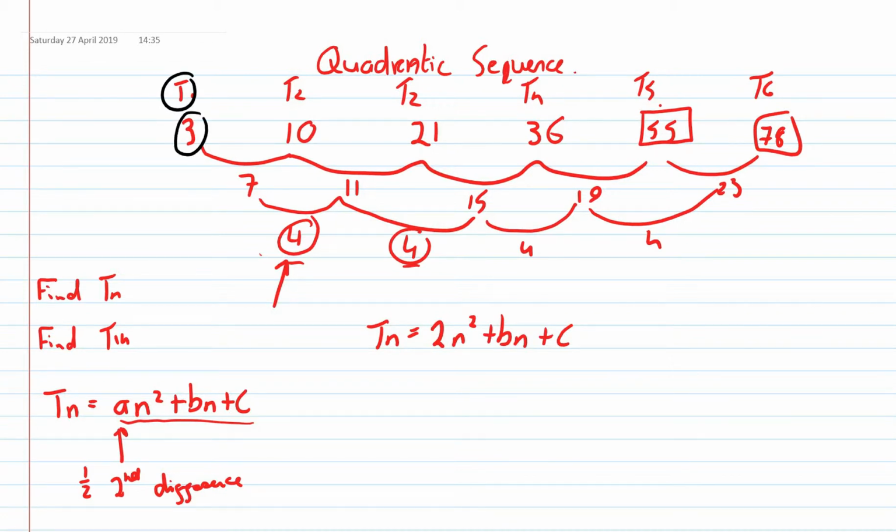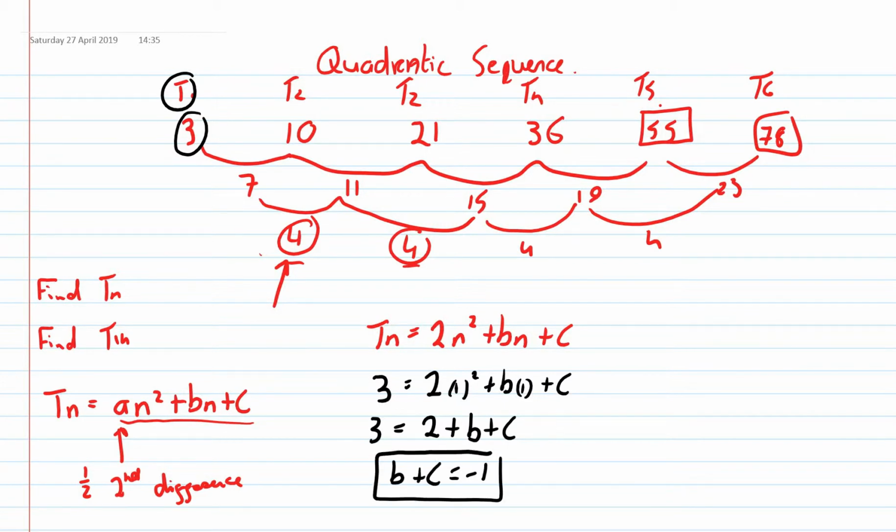T1 is 3. So that means if I put 1 in for n, I should get back out 3. Grand. Well, let's just do a bit of work on that. 1 squared is 1, so that's 2 plus b plus c, and that will give me b plus c equals minus 1. Okay, I have one equation. Right, let's try it again.